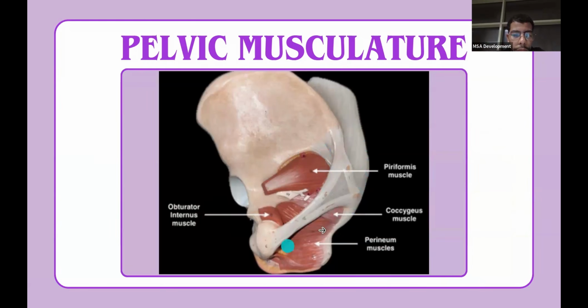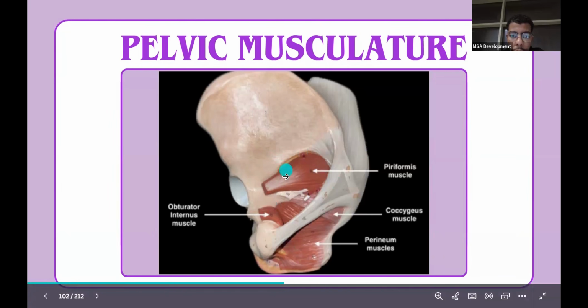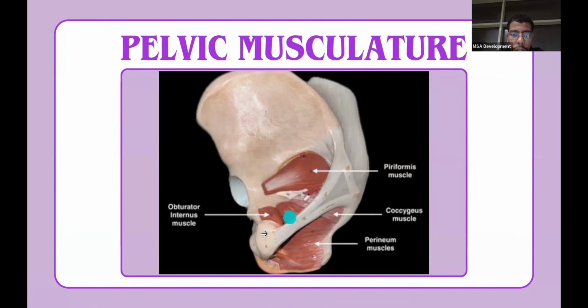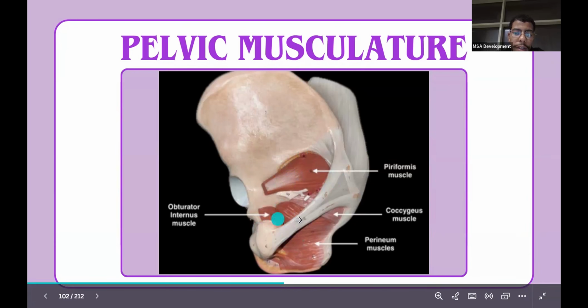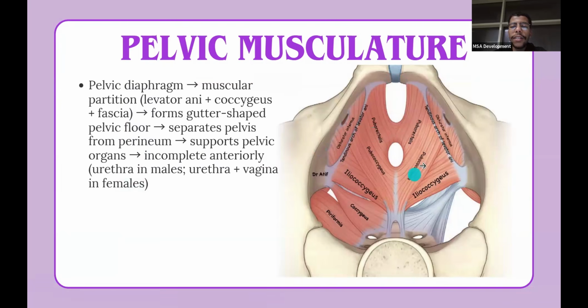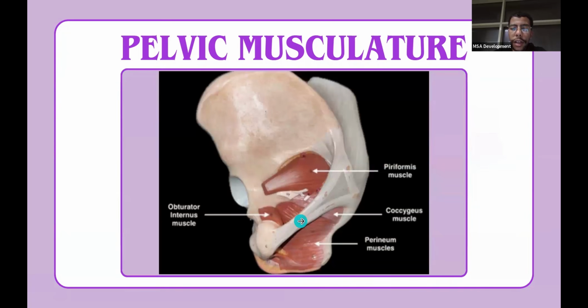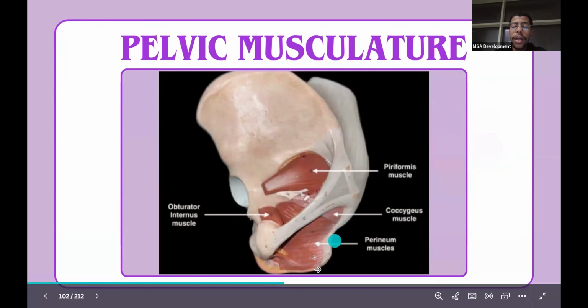Okay, here's a model. As we mentioned, piriformis goes through the greater sciatic foramen, obturator internus through the lesser sciatic foramen. Now, when you look from the outside, you can't see the pelvic diaphragm. You can't see the levator ani and coccygeus. You can see the coccygeus, but you can't see the levator ani. Why? Because we have the perineum muscles here. Just keep that in mind for later.